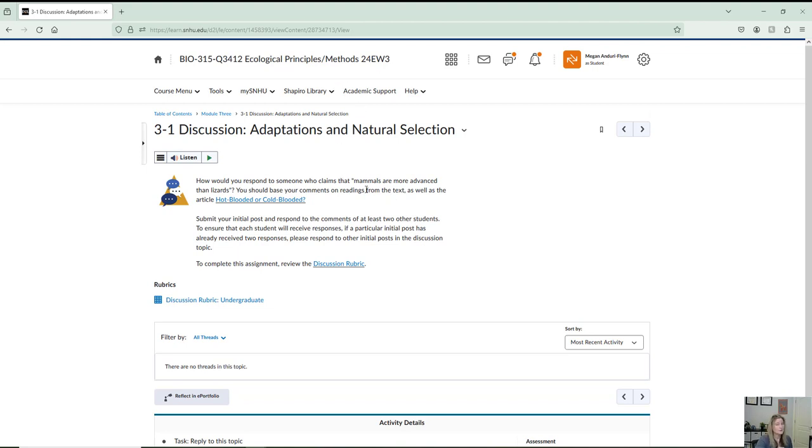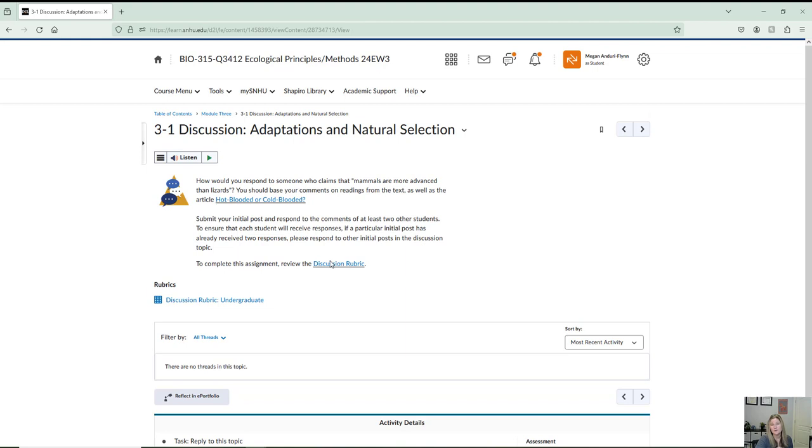And then make sure you're including in-text citations throughout your post. And in the reference section, I should definitely see the hot-blooded or cold-blooded article as one of your references. You don't need to find more references, but if you do use anything from another source, like to back up your opinion, then you do need to cite it. So that is your initial discussion post. That's due Thursday midnight, just like normal.